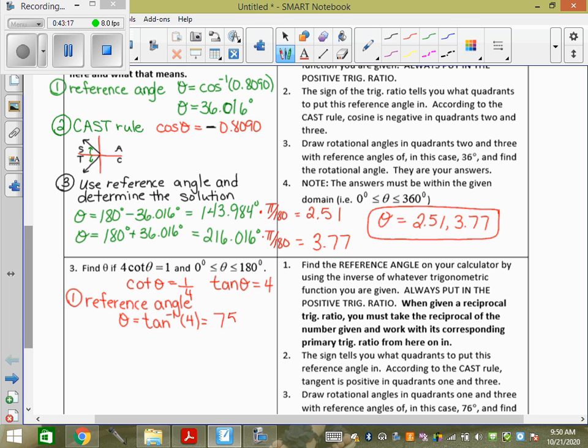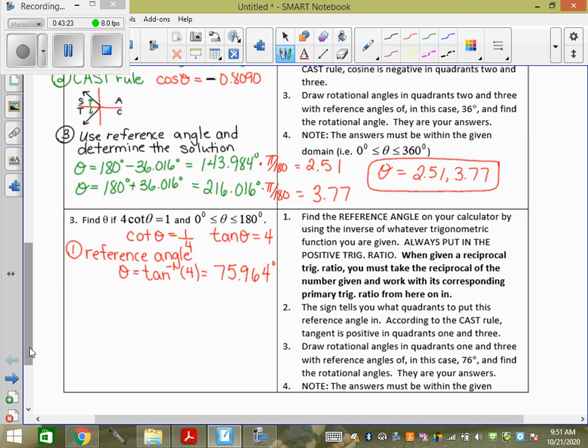So I get 75.964. Okay? I do 3 decimal places. Then step 2 is the CAST rule. For CAST, think about those cattails that save people from going into the swamp. Okay? CAST.